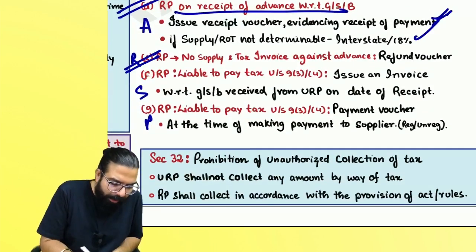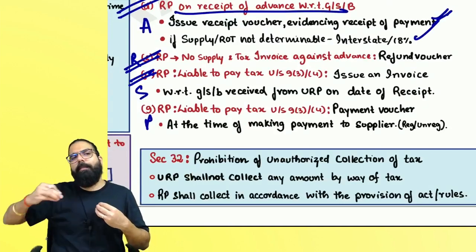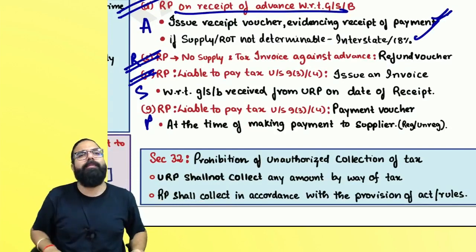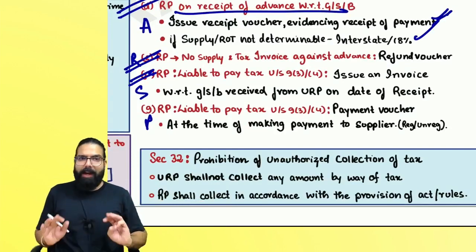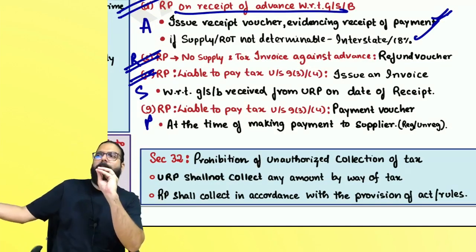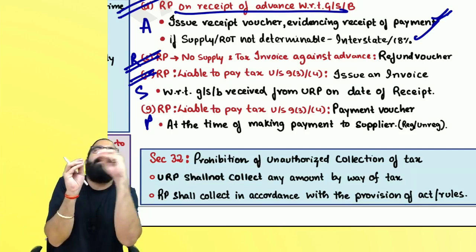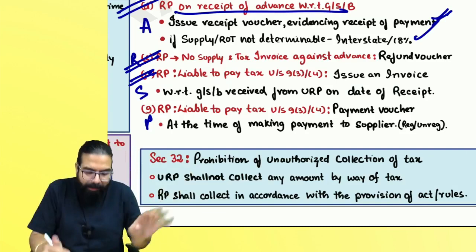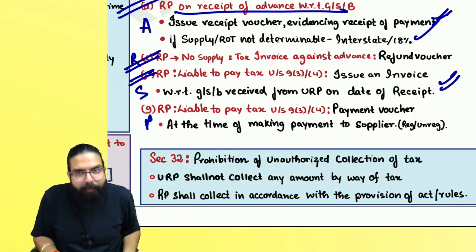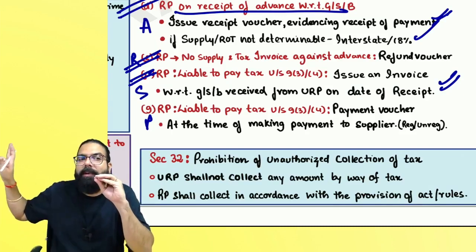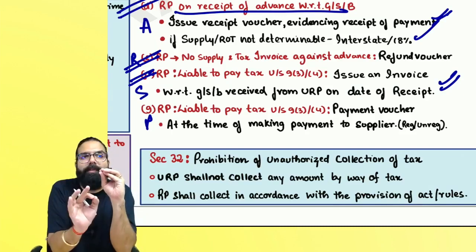The next one over here is, sir, if an unregistered person has supplied me and I am liable to pay tax under RCM, I should raise an invoice myself as per section 31(3)(f). Are we clear, everyone? Whenever one person has supplied me and I'm making a payment to him, and on that supply I'm liable to pay GST under RCM, then I will first of all raise an invoice myself. If that person is unregistered, you have to raise a self-invoice.